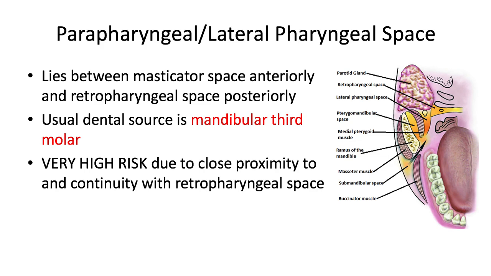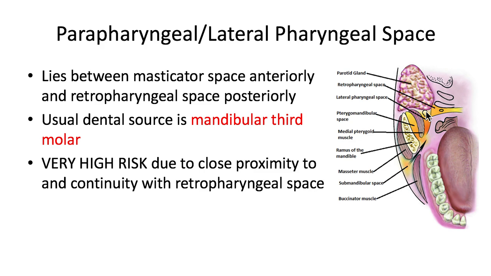All right, so now we're going to go to the deep spaces of the neck. The parapharyngeal or lateral pharyngeal space, these are synonymous terms, lies between the masticator space anteriorly and the retropharyngeal space posteriorly. So it's located between those two, between the masticator and the retropharyngeal that we'll talk about next. So we're right in this region.